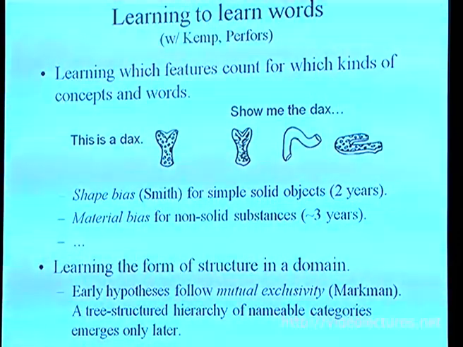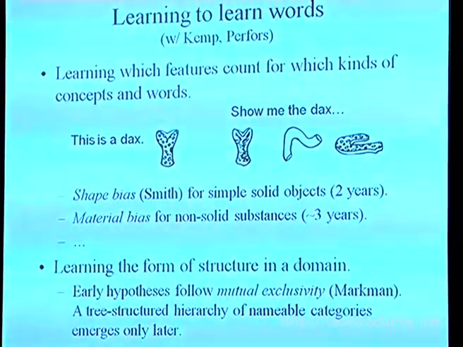And they learn other things. A little bit older, they learn different biases for different kinds of words or entities, like a material bias for words for, say, non-solid substances, like learning the word toothpaste or the word honey or water. It's more about the texture properties of a material than any kind of shape for these non-solid substances. So it's, if you like, kids have to be able to learn what counts for similarity, but they have to learn different similarity metrics for different kinds of concepts.